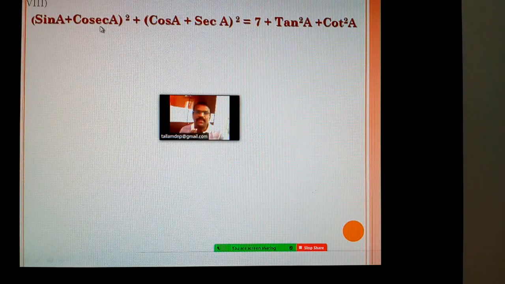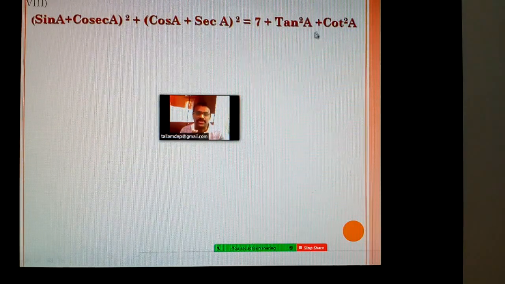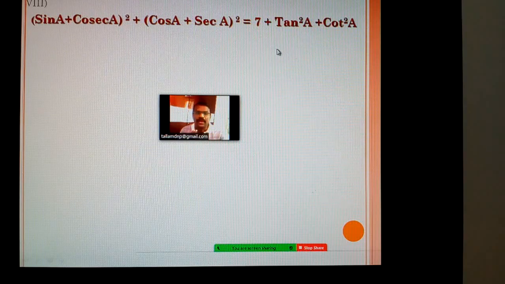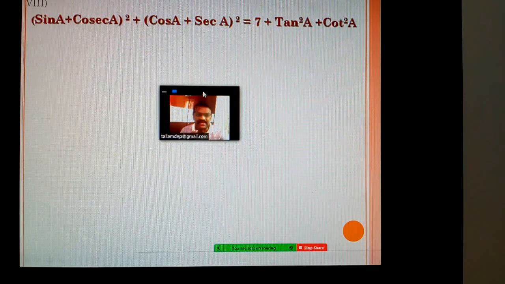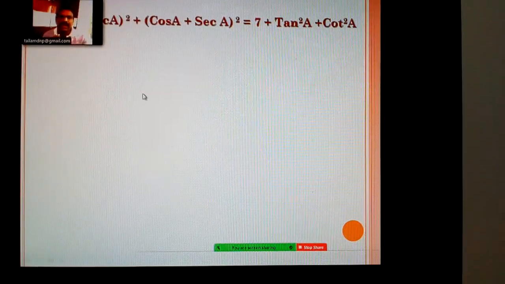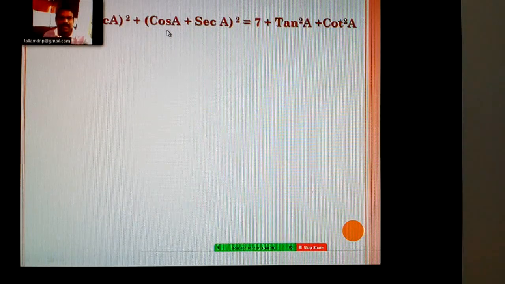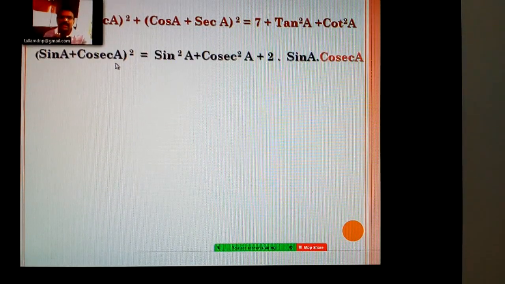Prove that (sin A + cosecant A)² + (cos A + secant A)² is equal to 7 + tan² A + cot² A. Okay, so as usual, we start the solution with the LHS. Here the LHS has two terms, that is (sin A + cosecant A)² and (cos A + secant A)². So the first part of the LHS we take is (sin A + cosecant A)².